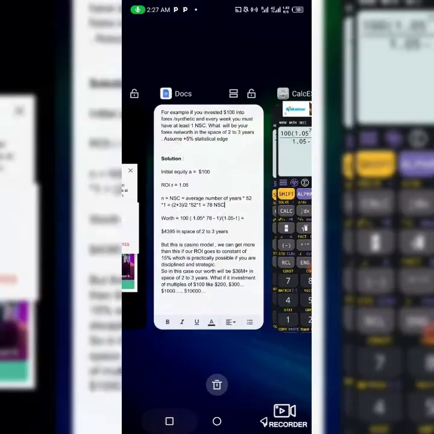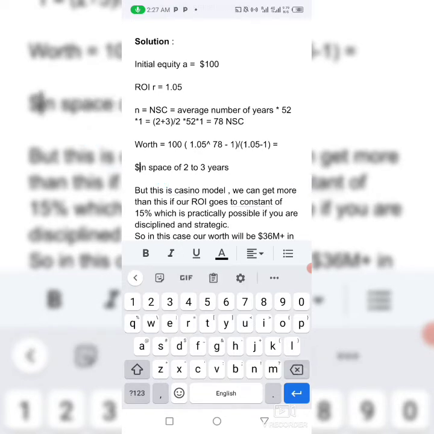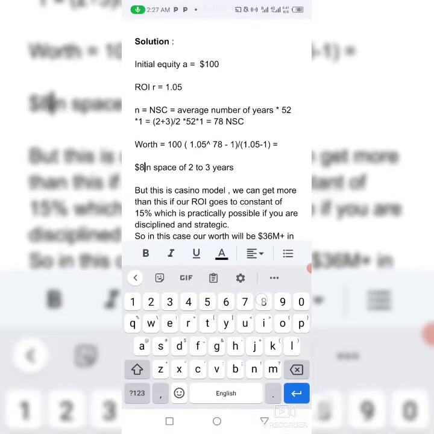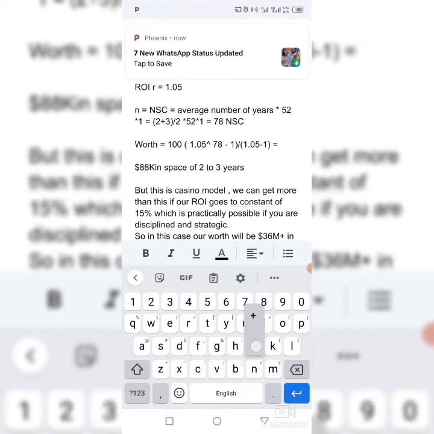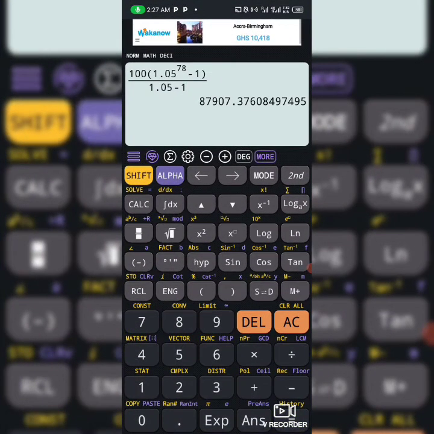Okay, so I have to correct this. I made a mistake maybe during the calculation. It was a kind of calculation error, but this should give you 88,000 plus. Are you getting it? So if we use a statistical edge of 15%, we will get $36 million plus.